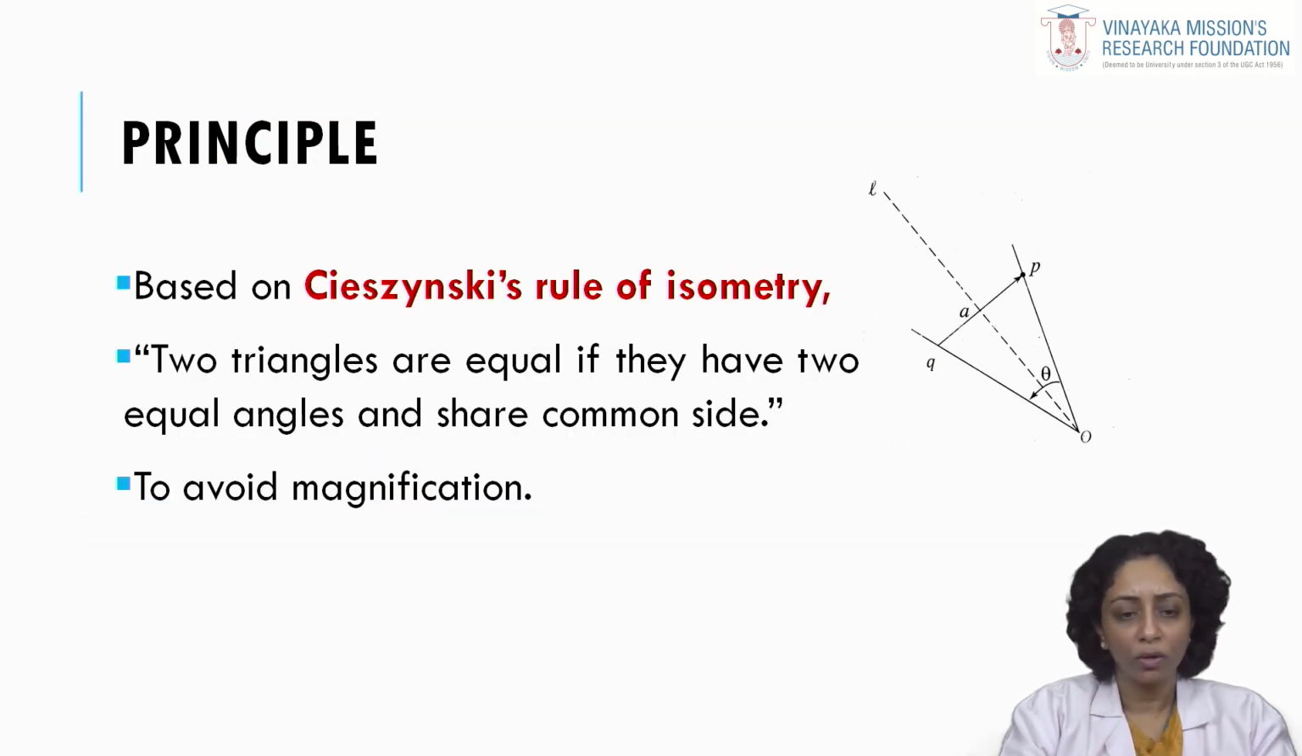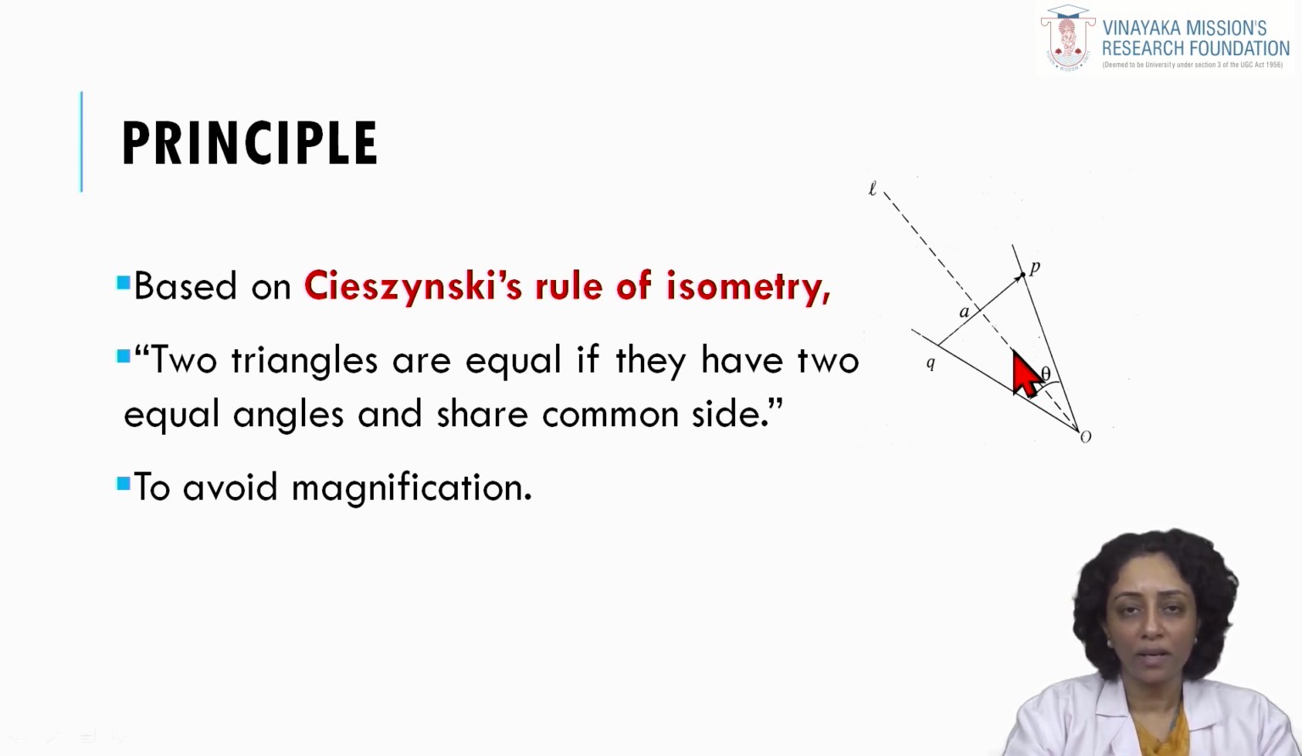Moving to the principle of the bisecting angle technique, it works on a simple theorem known as Cieszynski's rule of isometry. What does isometry mean? It means that the two triangles should have equal angles and equal sides. How we achieve these two triangles in the oral cavity is challenging. That is why this technique uses multiple angulations, and the angle formed will be the same. In simple terms, the two triangles are equal if they have two equal angles and share a common side, that is the hypotenuse, to avoid magnification.